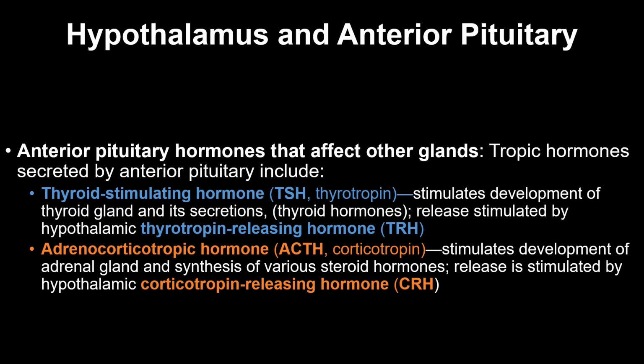Now, as I said, the anterior pituitary gland secretes many hormones, most of which are tropic, like the thyroid stimulating hormone. As implied by its name, thyroid stimulating hormone, also known as TSH, also known as thyrotropin, stimulates development of the thyroid gland and its secretion of thyroid hormones. TSH is produced and secreted by cells called thyrotrophs, and its secretion is triggered by a hypothalamic releasing hormone known as thyrotropin releasing hormone, TRH.